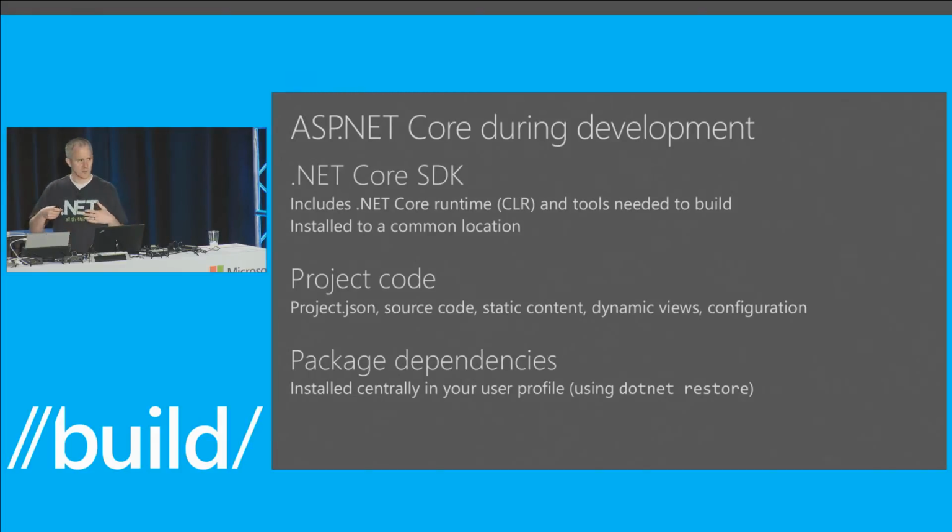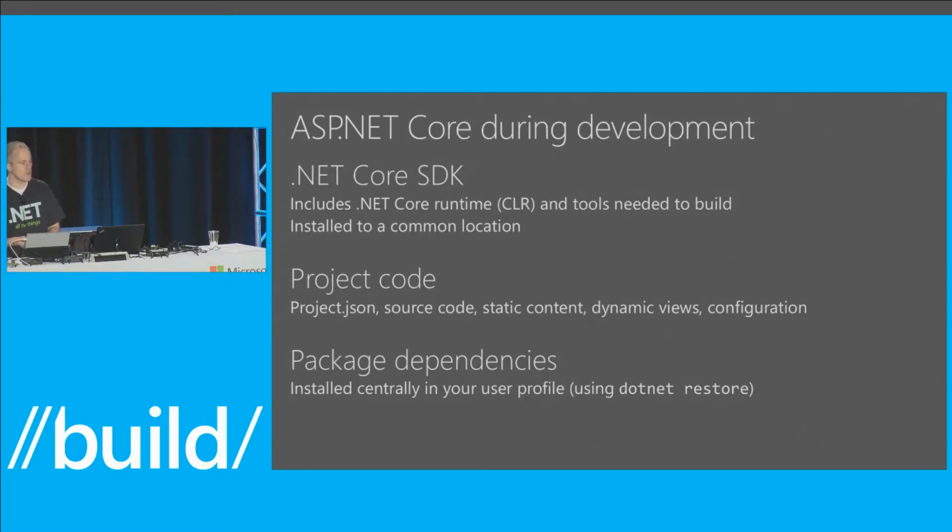Then you have your actual code, your application, your project code. Your project in the .NET Core world is defined by a project.json file. So you'll have your project.json files for as many projects as you have, your source code, static file content, any dynamic content you have, like Razor views, and any configuration data. That's usually sitting in some repo or some source control system.